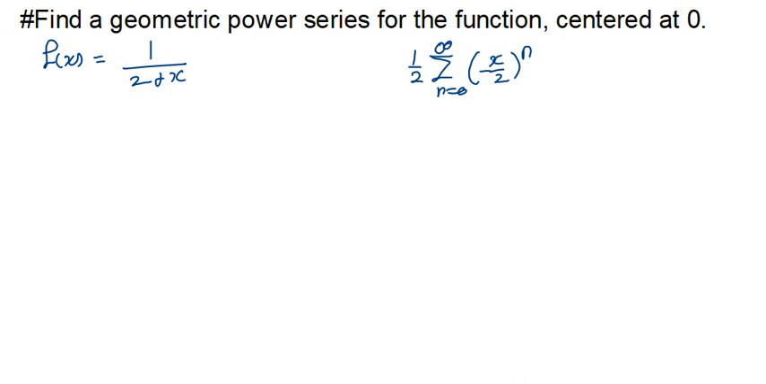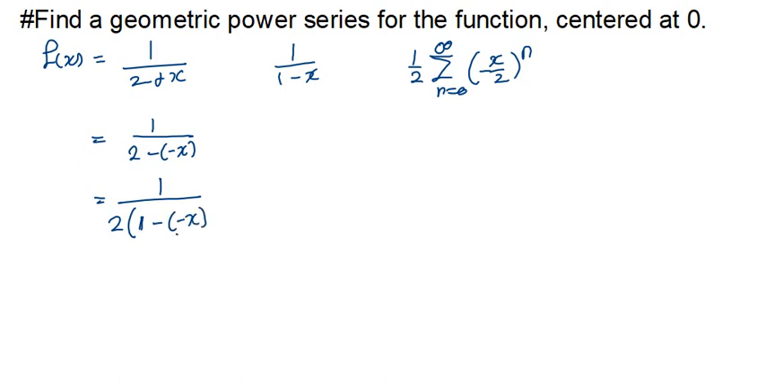So remember this is supposed to be in the form 1 over 1 minus x. So what does this now become? We can factor out the 2, or maybe before I do that, I can write this as 2 minus x there. It's still one and the same thing. So now this is going to be 1 over 2, open bracket, 1 minus x over 2. Whatever we do, we don't change the meaning.